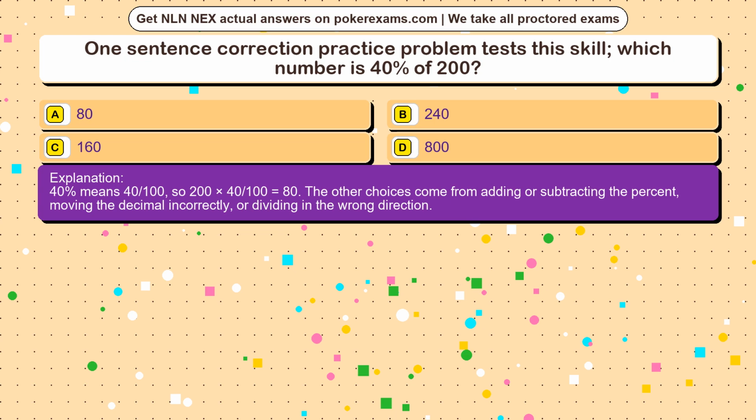40% means 40/100, so 200 times 40/100 equals 80. The other choices come from adding or subtracting the percent, moving the decimal incorrectly, or dividing in the wrong direction.